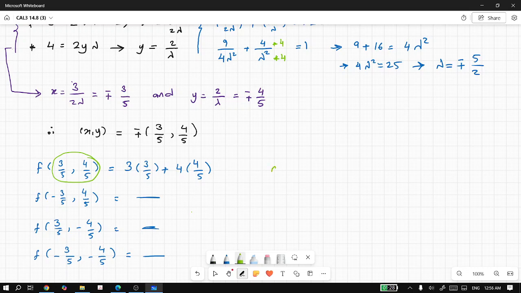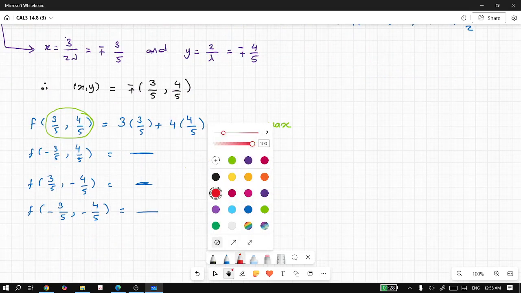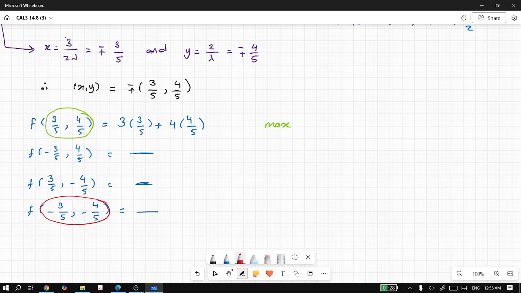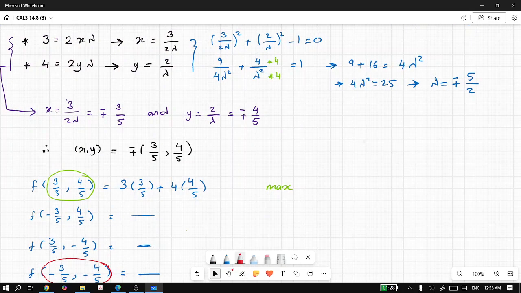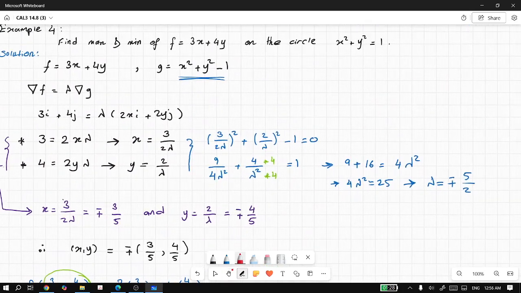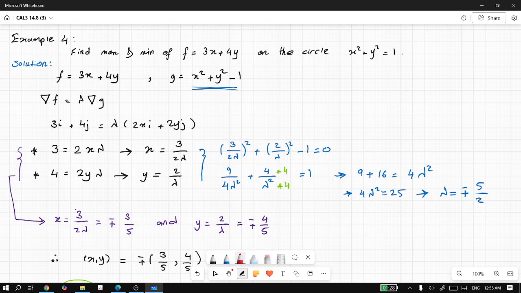As a result, you get that the value of f of 3 over 5, 4 over 5 is the maximum one. Okay, when you find the value of all of those 4 points, you see that this one has the highest value, so this is the maximum value, and this other point has the minimum value, so this one becomes the minimum of this function. So like that, we found the max and min of this function with respect to the g that is given to us. And that's all about 14.8. I hope you understand when you're listening to the videos. Thanks for listening. Have a nice time.